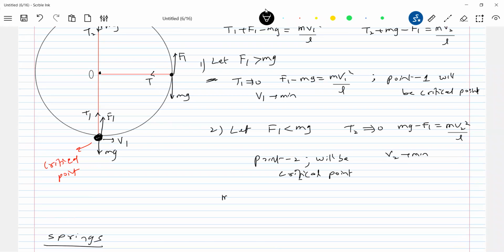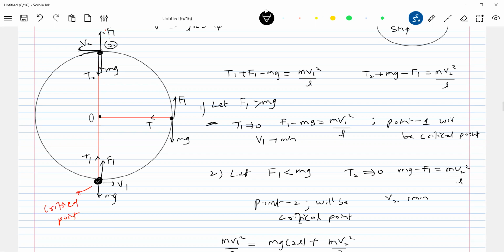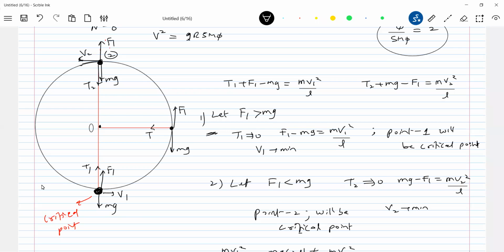We have to write the equation now. mv1 square by 2 is equal to mg into 2L plus mv2 square by 2. And what is v2? Substitute that v2 here. Solve for v1. You'll get v1 in terms of F1, the minimum velocity you should project. I think everyone is able to understand at least what we mean by critical velocity here.